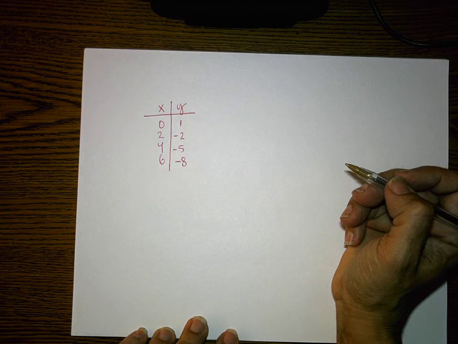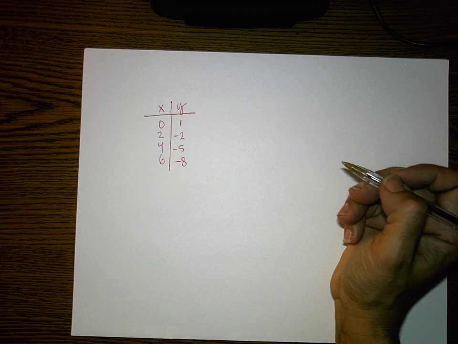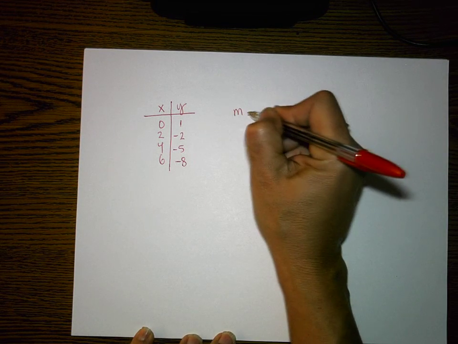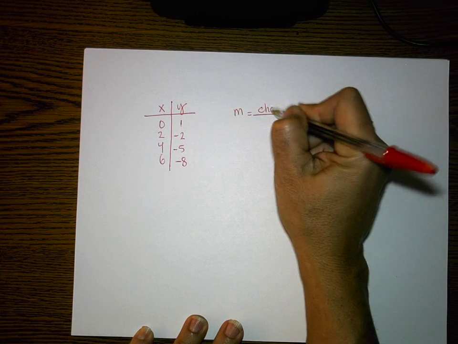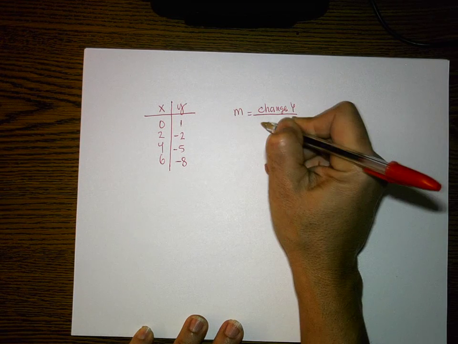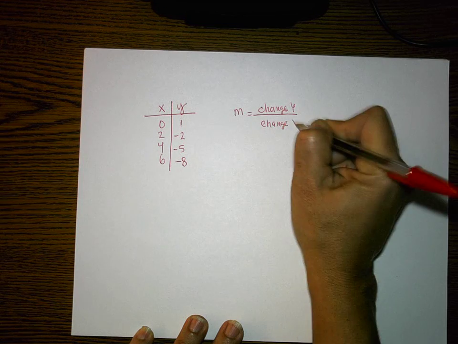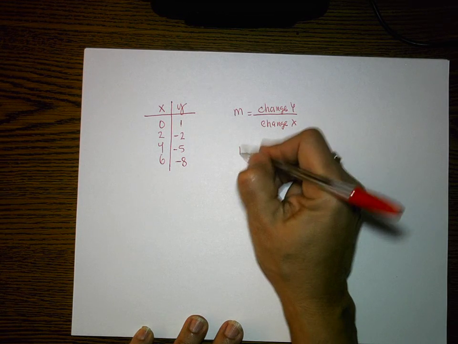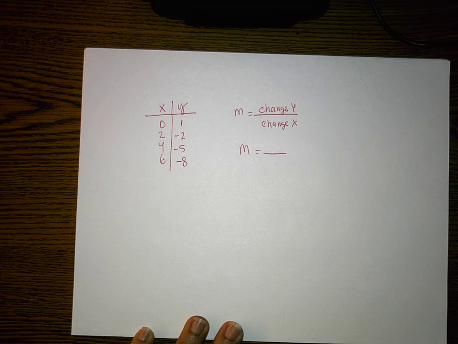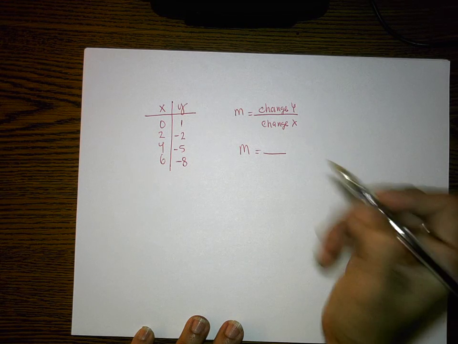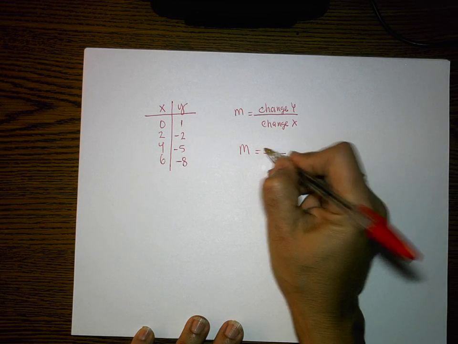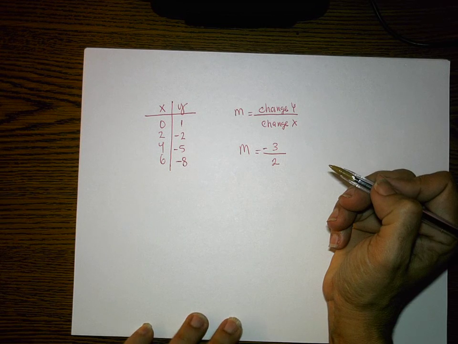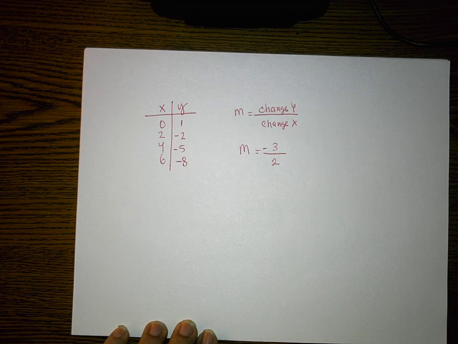Some of the students, they see it really, really quick. So I'm going to write it down. M equals change in the Y values over the change in the X values. And I'm going to give you 1 minute there for you to tell me what is the slope. Okay, Ivan, what is the slope? The slope is negative 3 over 2. Colton, was that going to be your answer? Yeah. Awesome. So let's check.